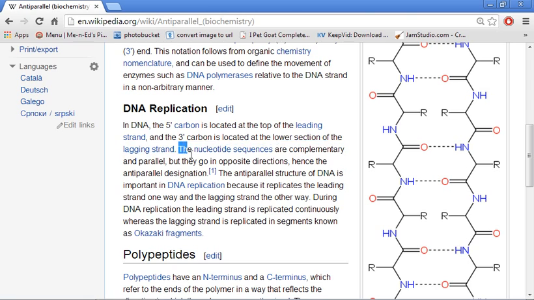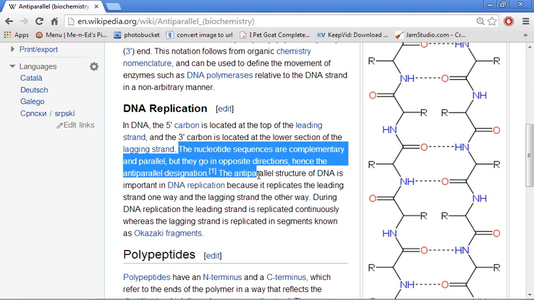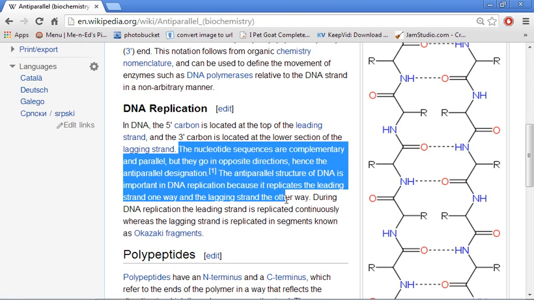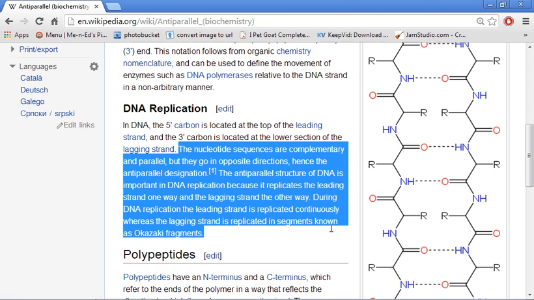Nucleotide sequences are complementary and parallel, but they go in opposite directions. The anti-parallel structure is important in DNA replication because it replicates the leading strand one way and the lagging strand the other way. During DNA replication, the leading strand is replicated continuously, whereas the lagging strand is replicated in segments known as Okazaki fragments.